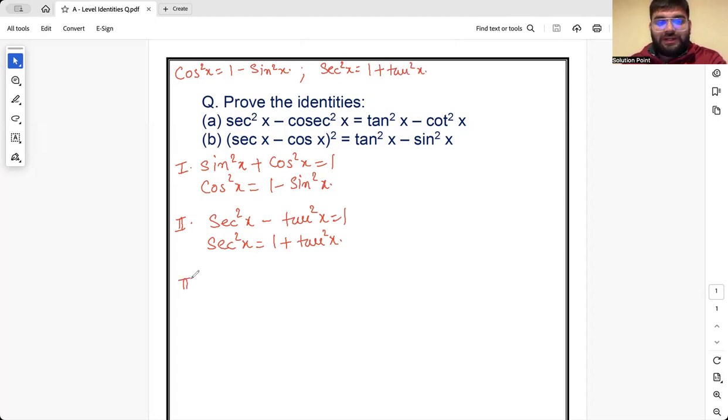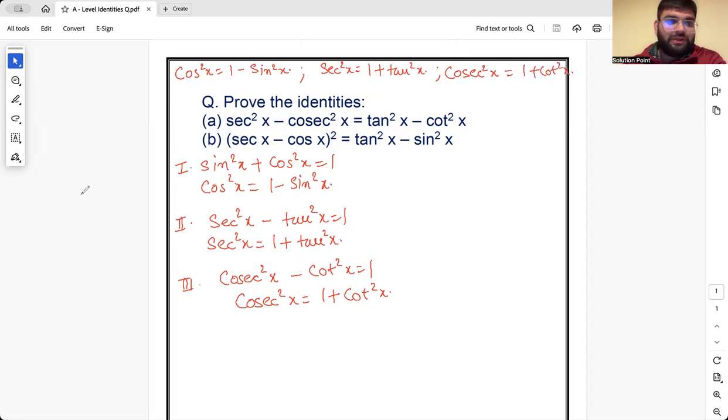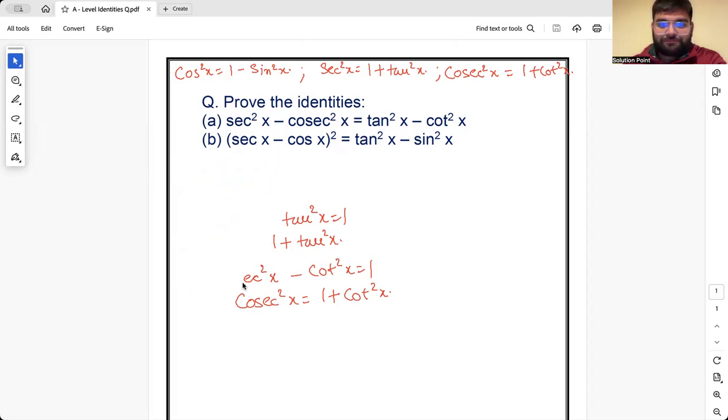Now the third identity is cosecant squared x minus cotangent squared x equals 1. So again, if I rearrange this identity, the value of cosecant squared x will be equal to 1 plus cotangent squared x. So I need to use this result as well. So I'm writing here cosecant squared x equals 1 plus cotangent squared x. Now let's start and do this question.